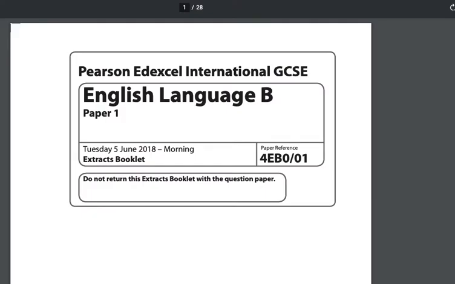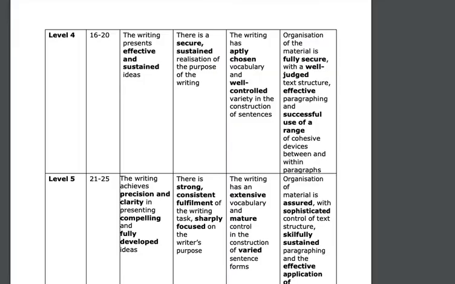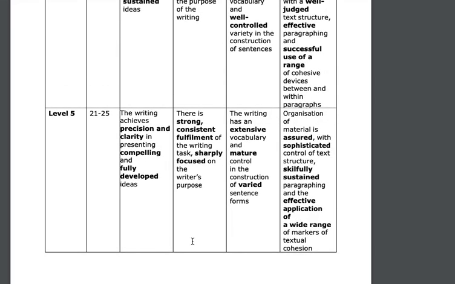Let's go back to the mark scheme. So level 4, 16 to 20. So I'm putting it there, I think. I think it actually goes happily there. Let's look at level 5, which I think is a top level. The writing achieves precision and clarity, presenting compelling and fully developed ideas. Well, it's not a powerful message in there. There's a strong, consistent fulfillment of the writing task. Sharply focused on the writer's purpose. Yeah, the writer's purpose is to sort of give us a picture of the garden. And yeah, I think we need more of a message, really, but you know, that's fine. Slightly more of a message.